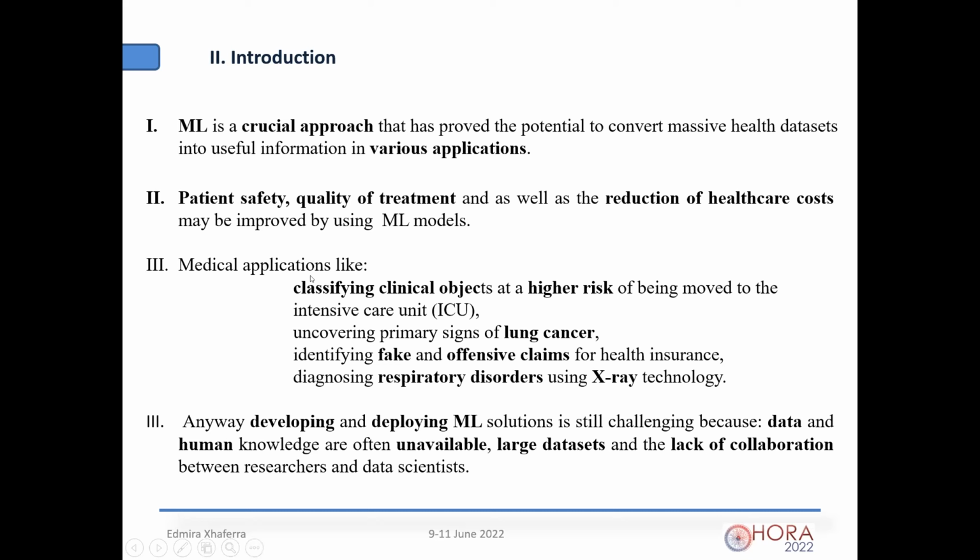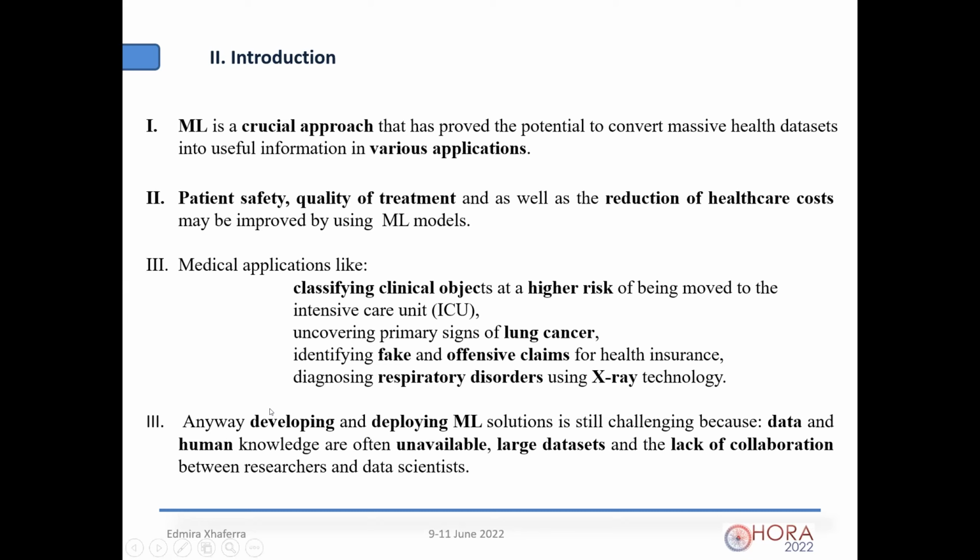machine learning models. Machine learning has already been effectively employed in a variety of medical applications, including classifying clinical objects at a higher risk of being moved to the intensive care unit, or uncovering primary signs of lung cancer, identifying fake and offensive claims for health insurance, and diagnosing respiratory disorders using X-ray technology.